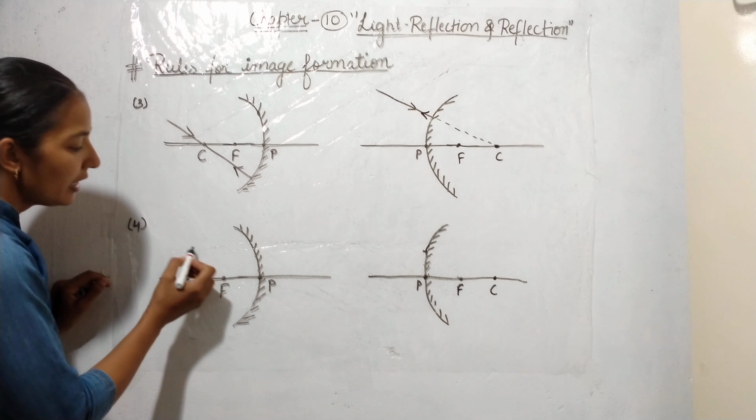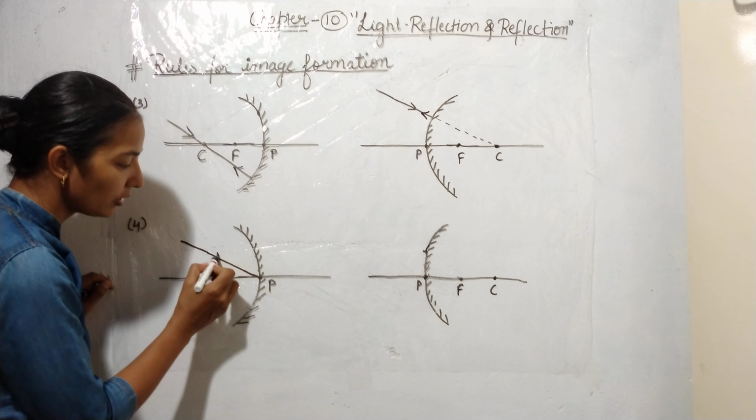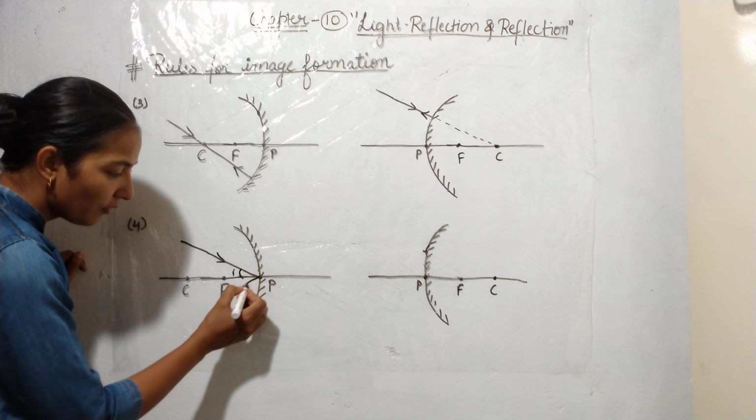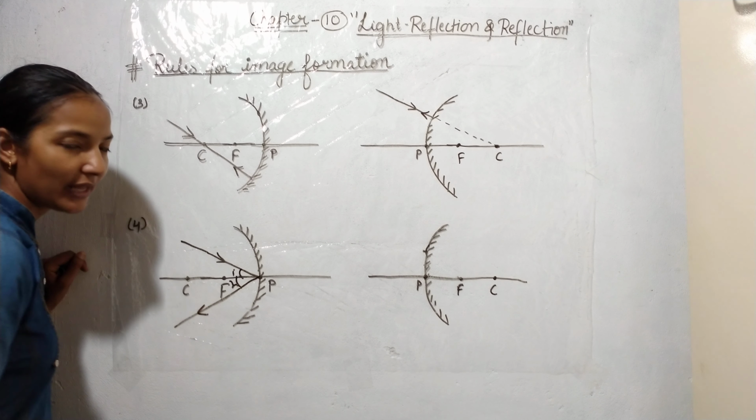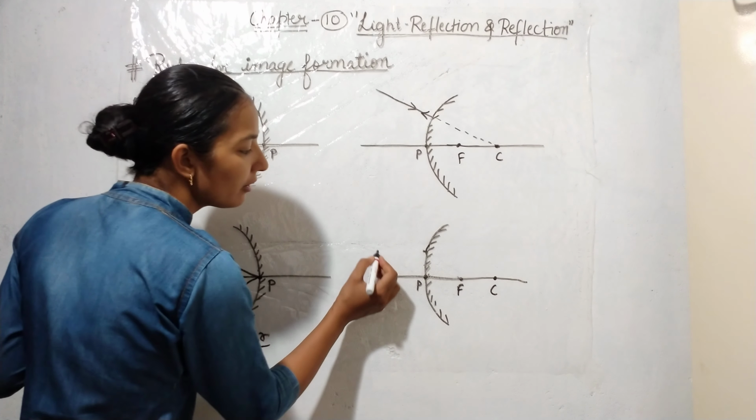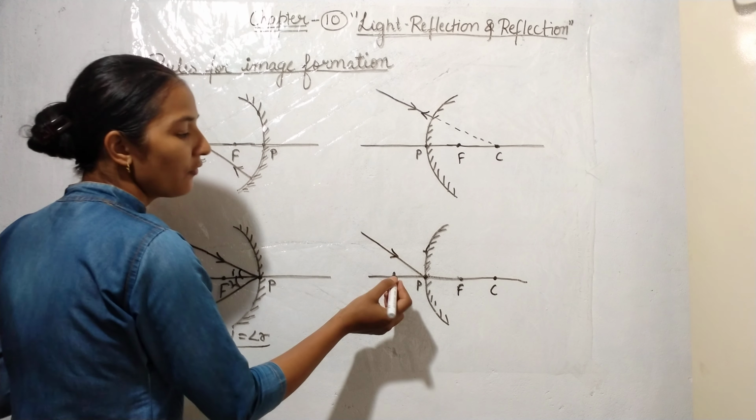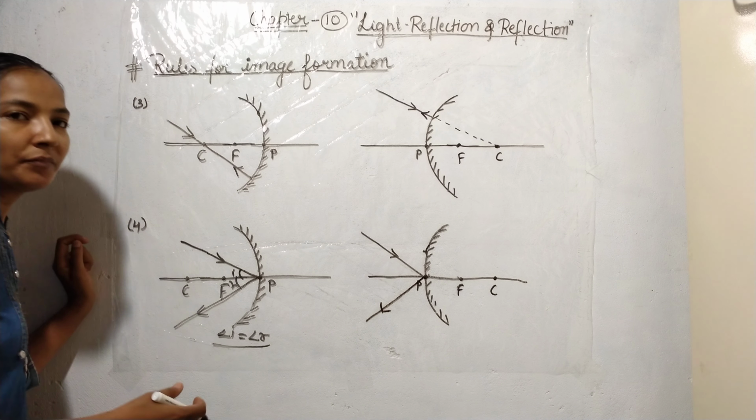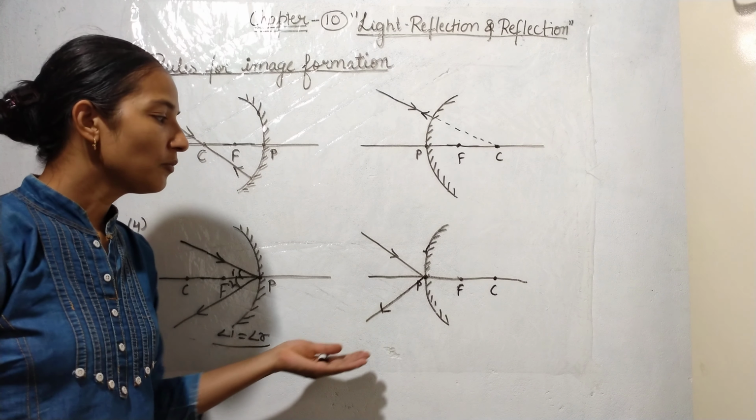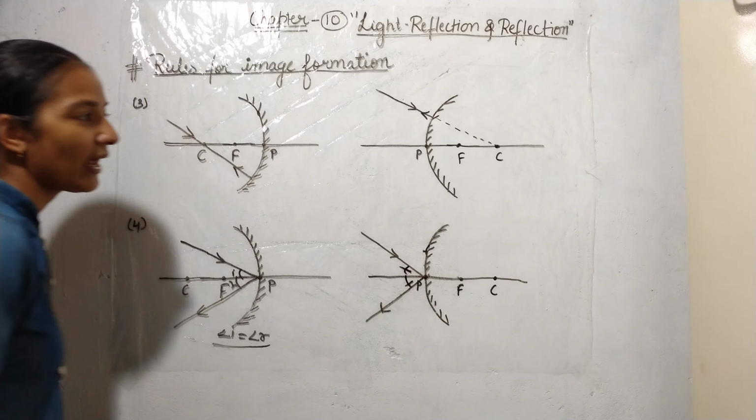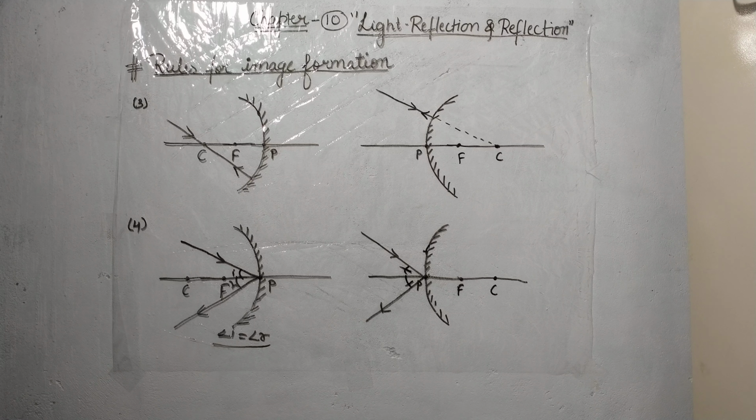Now the fourth rule is, if any light ray falls on the pole such that it forms some angle of incidence with the principal axis, then it will reflect back at the same angle, that is the angle of reflection. Here the angle of incidence is equal to the angle of reflection. Similarly, in case of a convex mirror, if any ray falls on the pole, then the reflected ray will also move with the same angle. Both the angle of incidence and reflection are the same here. So these are the four rules by which we will be able to draw the ray diagram for the mirror.